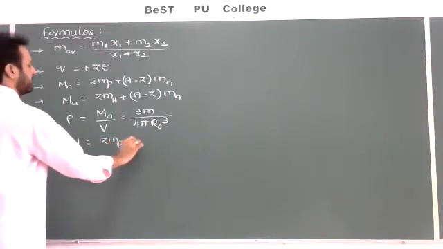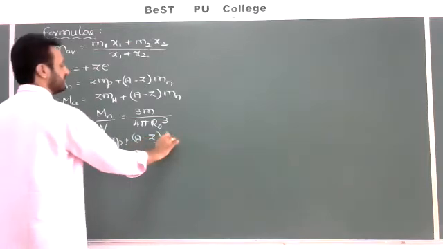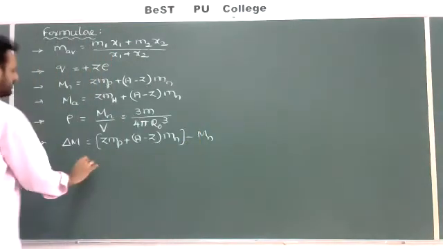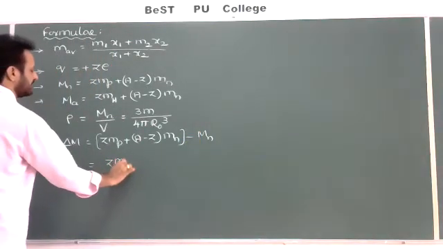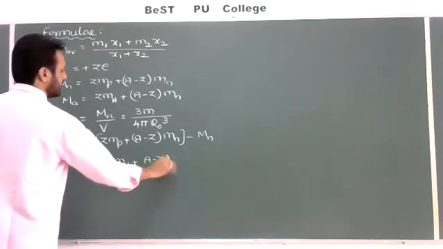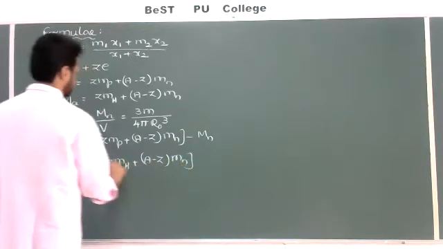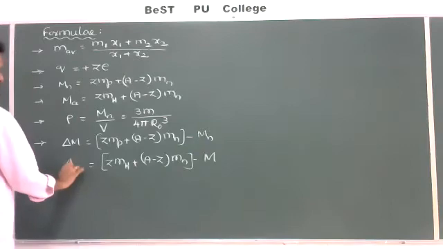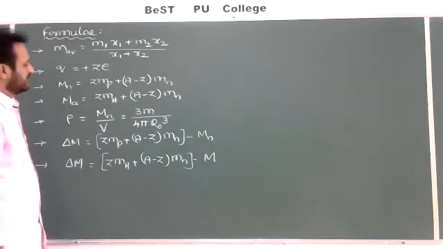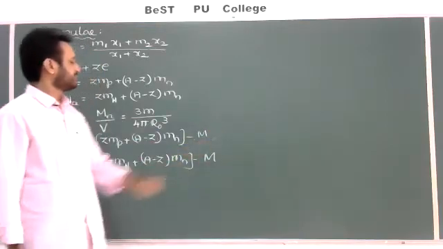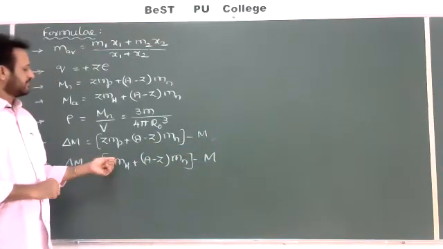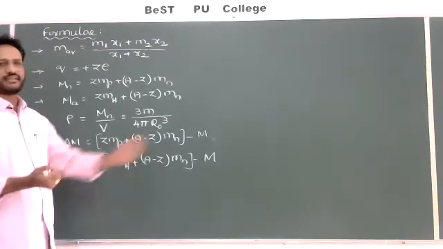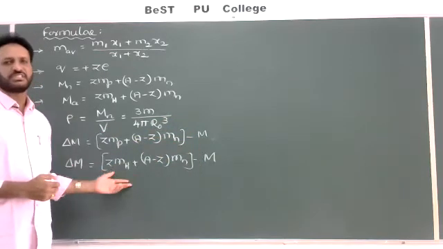is Z Mp plus (A minus Z) into Mn, minus the mass of the nucleus, or Z into MH plus (A minus Z) into Mn, minus the atomic mass. Both are the same, or capital M. One is in terms of hydrogen, the other in terms of protons. Wherever nuclear mass is given, take this one. If atomic mass is given directly, use this formula.